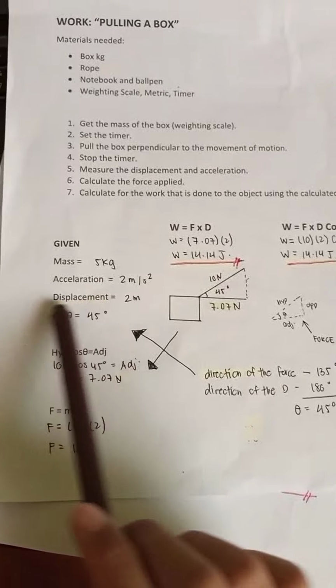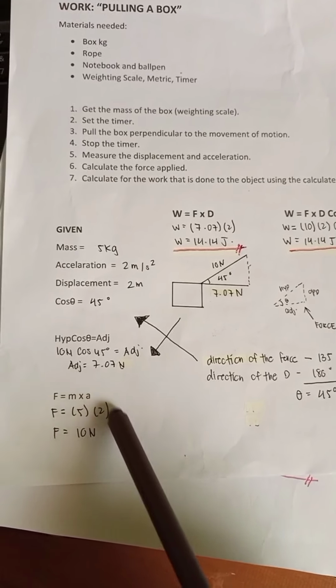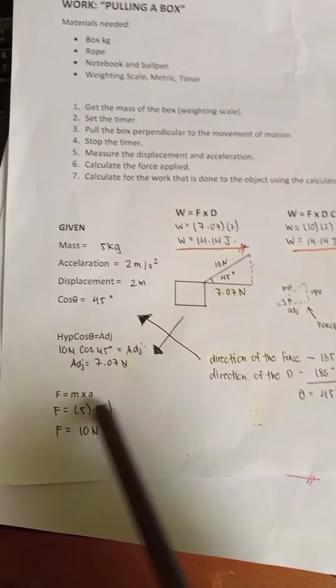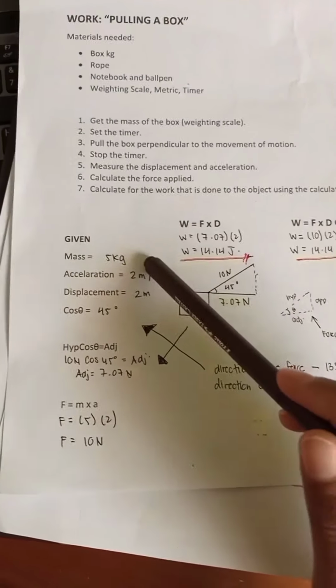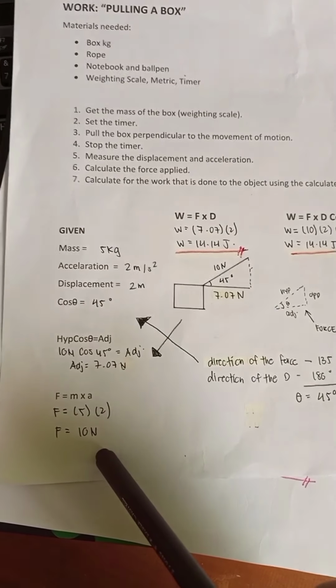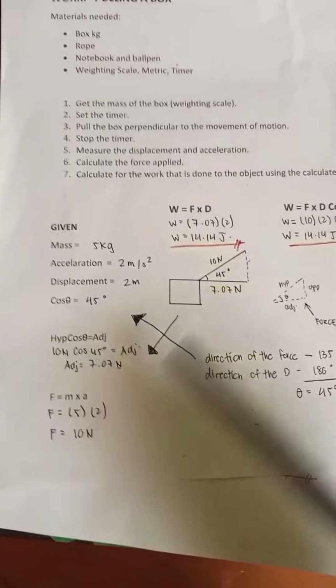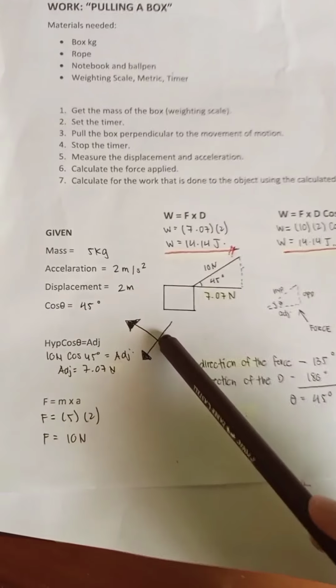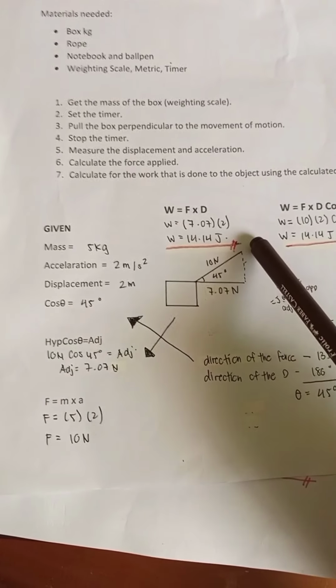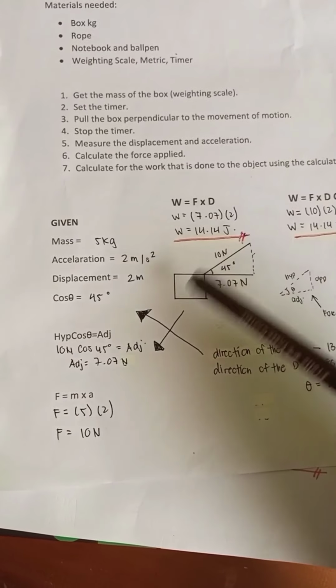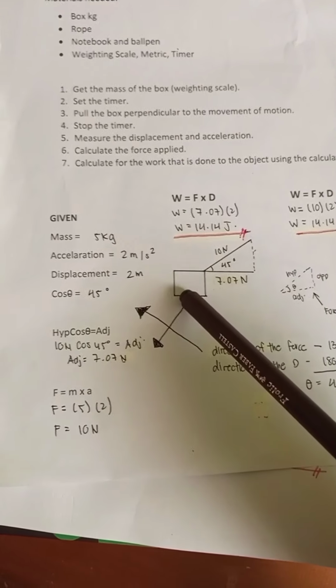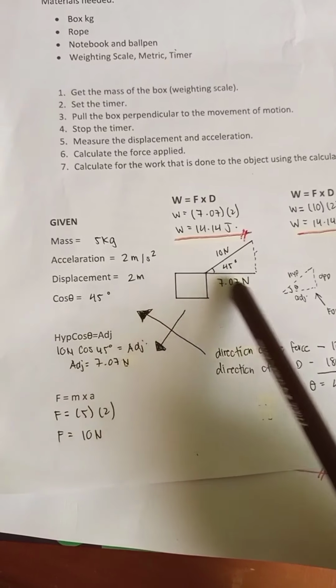And bago tayo pumunta dito, calculate muna natin yung force. Yung force is equal to mass times acceleration. Substitute lang natin yung given dito sa formula at makukuha natin ang 10 newtons. So, focus kayo sa drawing na to. This line represents the rope na kung saan pag hinila mo, hindi siya tataas. Yung box hindi tataas, kundi yung box pupunta dito.